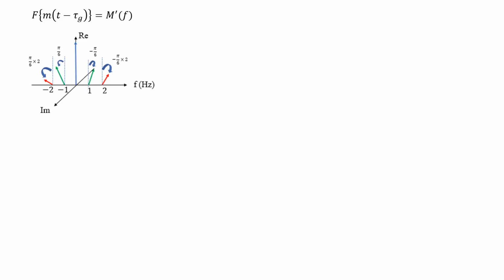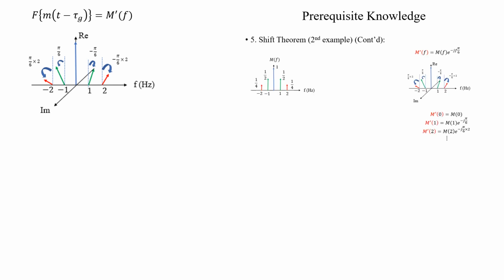Now, doesn't this look really familiar? It is exactly our example from prerequisite knowledge number 5. Therefore, we know that we are going to use the shift theorem to finally bring out the formula for tau sub g. By the shift theorem, we can say that the Fourier transform of m of t minus tau sub g is capital M of f times exponential negative j 2 pi f tau sub g.